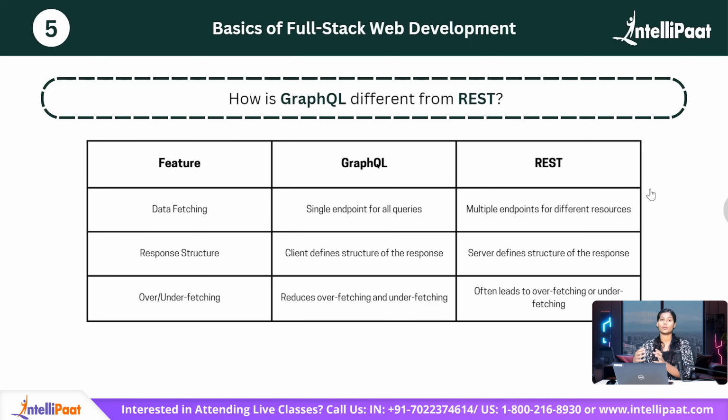If you ask for a particular resource, say I want the post with the ID 1, even if you request just a name, the server will send you everything related to that: its name, its description, its author, its title, everything. Next, overfetching and underfetching. GraphQL reduces overfetching and underfetching by only delivering what you need. REST often leads to overfetching or underfetching.